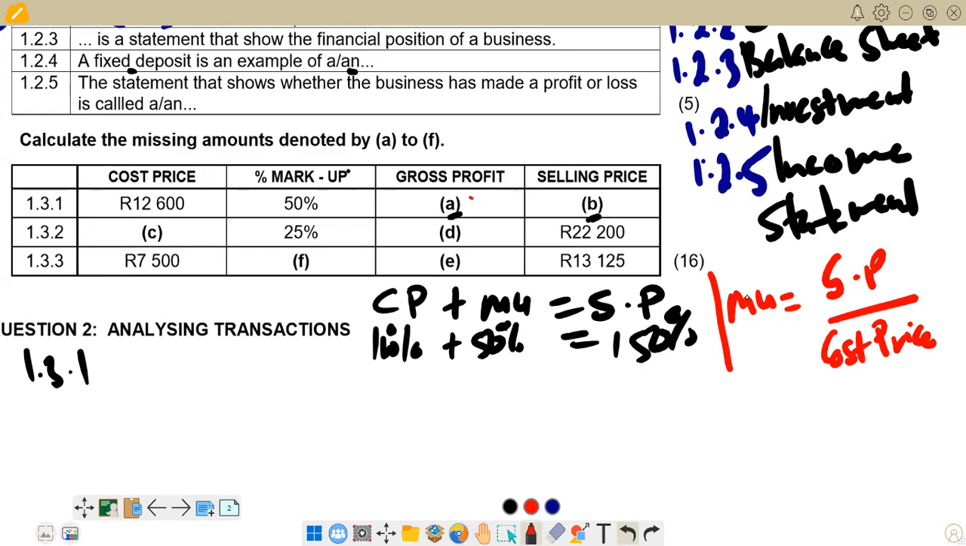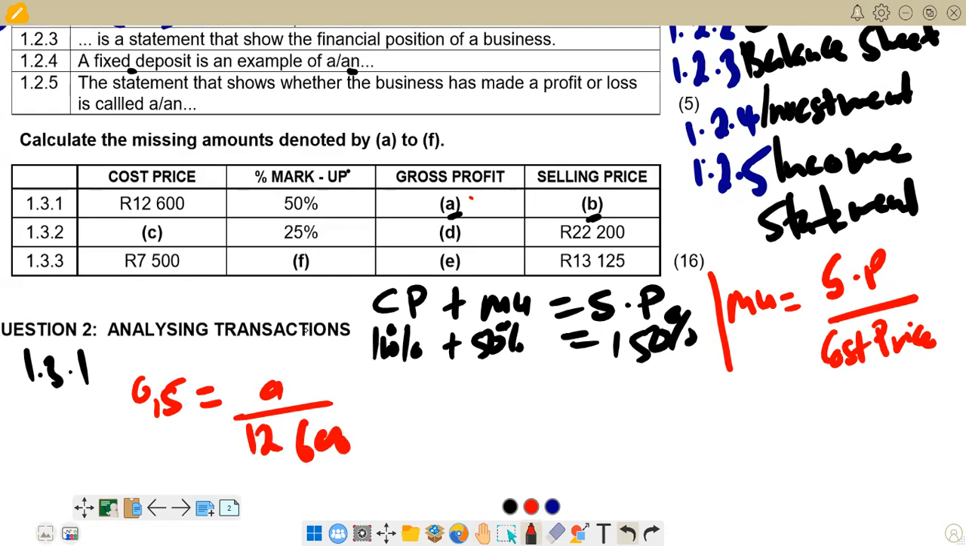Remember, we are saying markup. Markup we are given as 50%. Then gross profit is the one that we are looking for. And then cost price we are given, this is 12,600. So we can present it in the form of this formula. Now we are saying our markup is 50%, as a decimal becomes 0.5, is equal to our gross profit, the one that we are looking for, A, over our cost price, which we are given as 12,600.